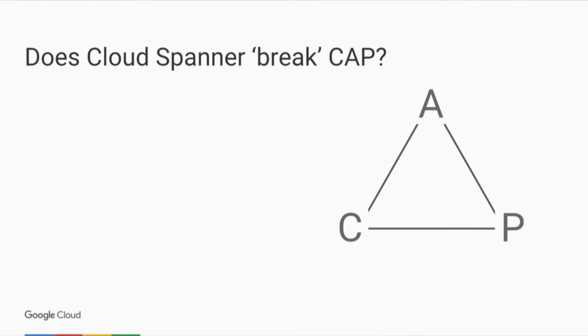Remember that CAP is a theorem, not a rule, originally proposed to make designers think about the trade-offs involved. The caveats are you only need to forfeit A or C during an actual network partition, and that the A refers to 100% availability, which for a variety of reasons is effectively impossible. Cloud Spanner claims consistency and high availability.